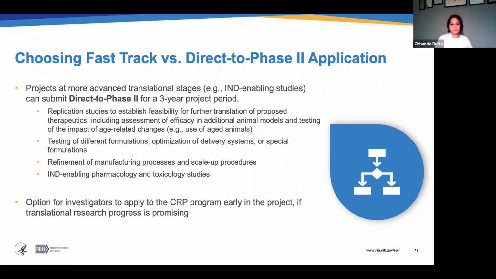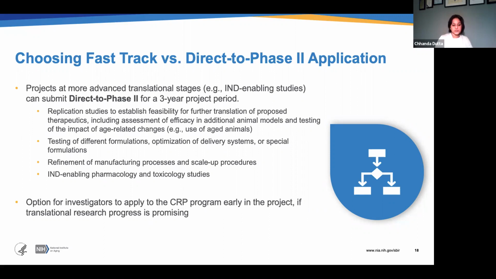feasibility of further translation of your particular therapeutics, look at efficacy, look at age-related changes. You may want to do some studies using aged animals, testing different formulations, and again, refinement of manufacturing processes, and also for starting up your pharmacology and tox studies that you need for your IND filing.